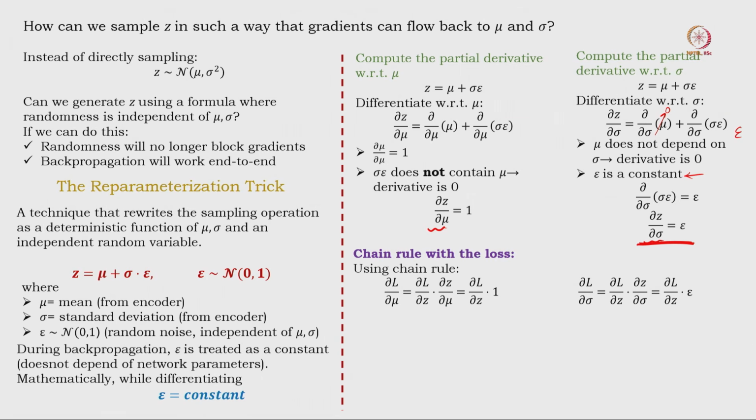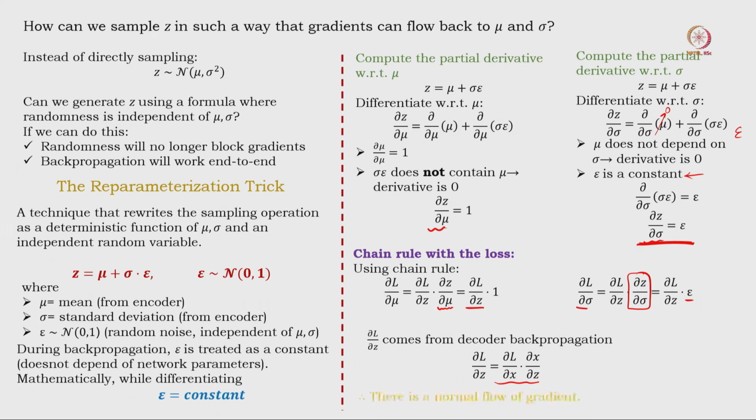Therefore the chain rule, which was a problem in the previous slide, works now. The derivative of loss with respect to mu is written as the derivative of loss with respect to z times z with respect to mu. Since we know this value, what exactly is this? It is this term. Similarly, earlier we did not know this value, but now it is a constant. So we have an answer for every one of these terms. Therefore there is a normal flow of gradient.